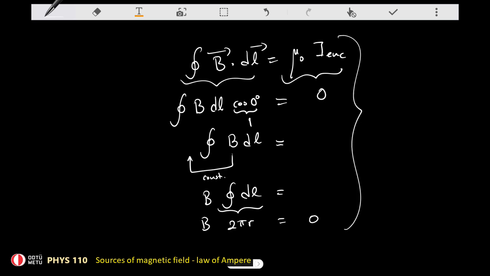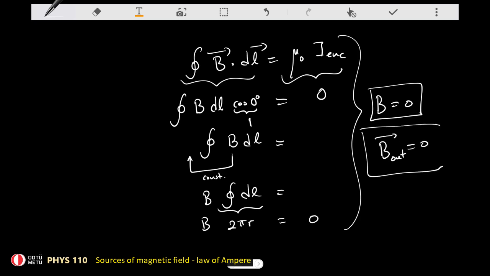All right, so from here, we just say that the magnetic field is therefore 0. So this shows us that the magnetic field outside is equal to 0 in that case. So B out is equal to 0. So in a toroid, therefore, just like in the case of a solenoid, there is no magnetic field outside. All the magnetic field is within the toroid.